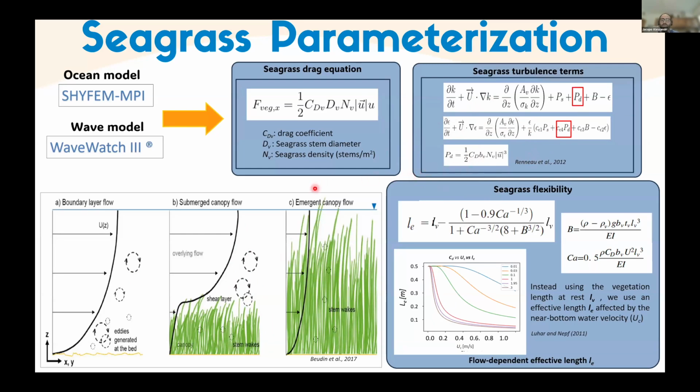And then another important thing we needed to add is the flexibility, because seagrass flexes due to its buoyancy, its rigidity, and due to the currents. And so, due to the rigidity, the seagrass changes its length with the current velocity and other physical characteristics.